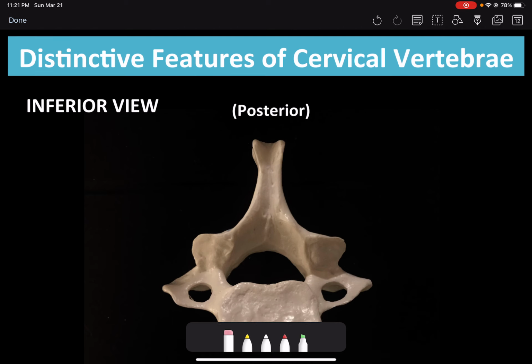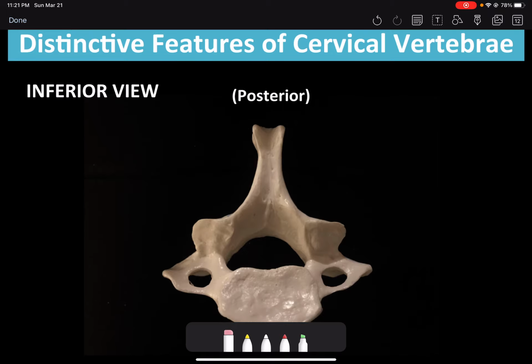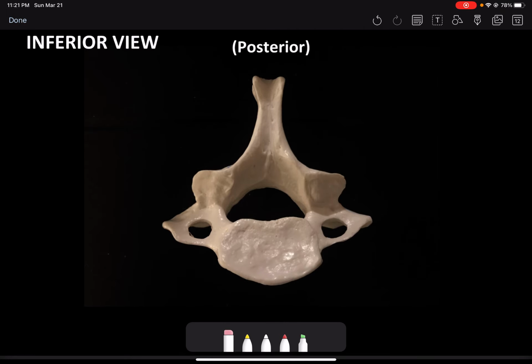So now what we're going to do is look at distinctive features of specific types of vertebrae. And we're going to start off with our cervical vertebrae. And what we're doing is we're looking at one of the cervical vertebrae from below. So we're looking up at it. And the reason why I chose this view is because this is the best view to see all of the special features we need to see. So again, anterior and posterior is listed for you with parentheses. So you can always keep track in your mind of how this bone would be oriented in the body.